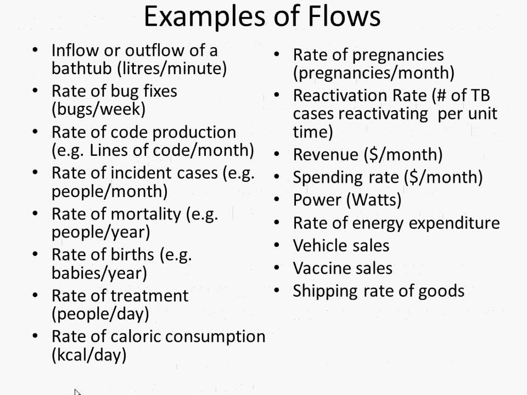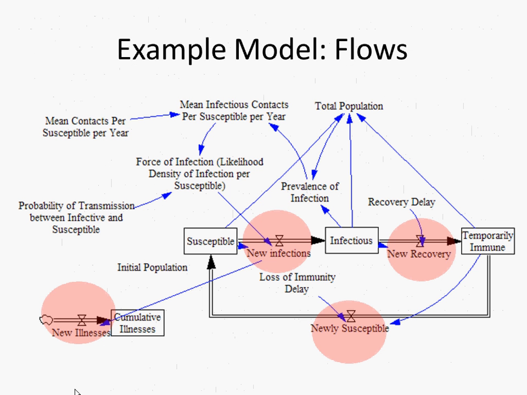In electrical systems, we have power measured in watts compared to the energy. For example, revenue, dollars per month, flows, consistently flows. So how do we denote flows in these diagrams? We denote them in this way we see here. So here we have the stocks, and the flows are what flow into or out of the stocks, and they're what determine the changes in those stocks over time.